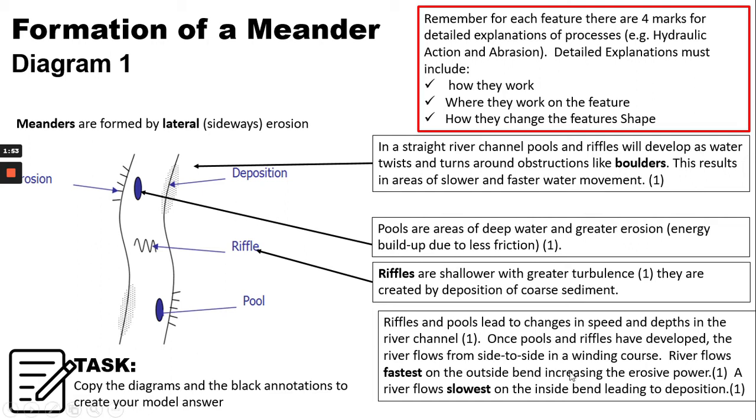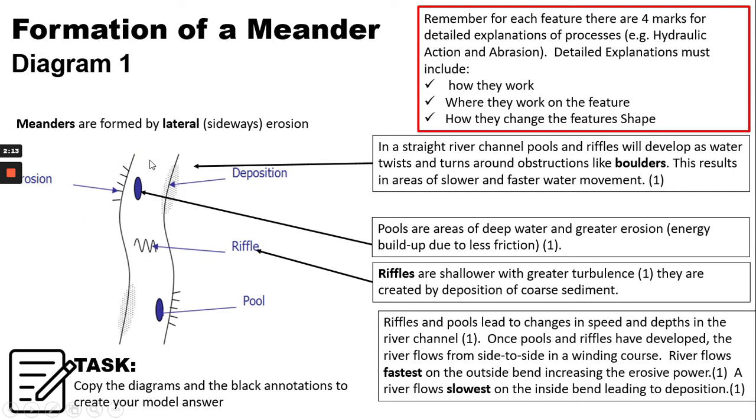So what you've got on the left hand side is this idea: if you remember with V-shaped valleys, the erosion was going down. Here meanders are formed by sideways erosion, and the word we actually use for this is lateral. You don't need to write sideways down, if you know what that means. So meanders are formed by lateral erosion, side to side.